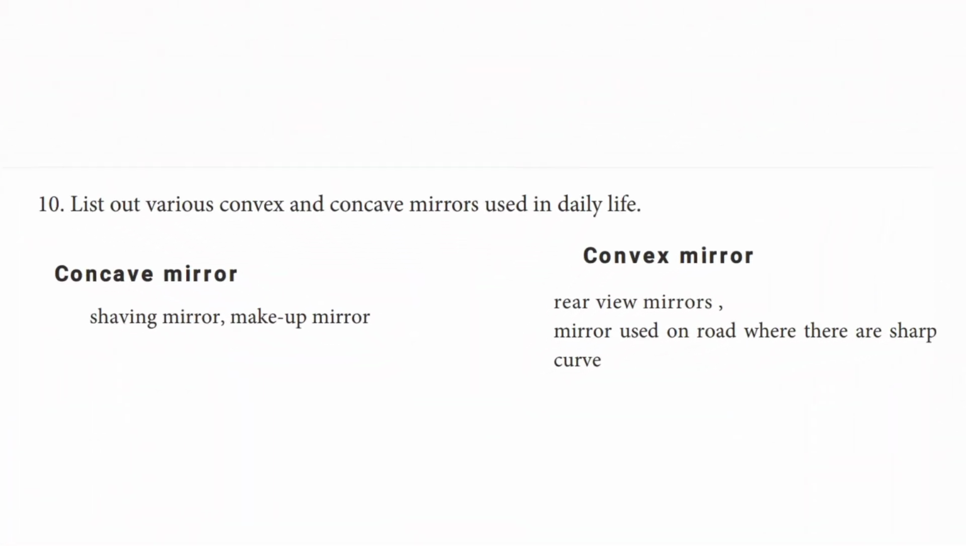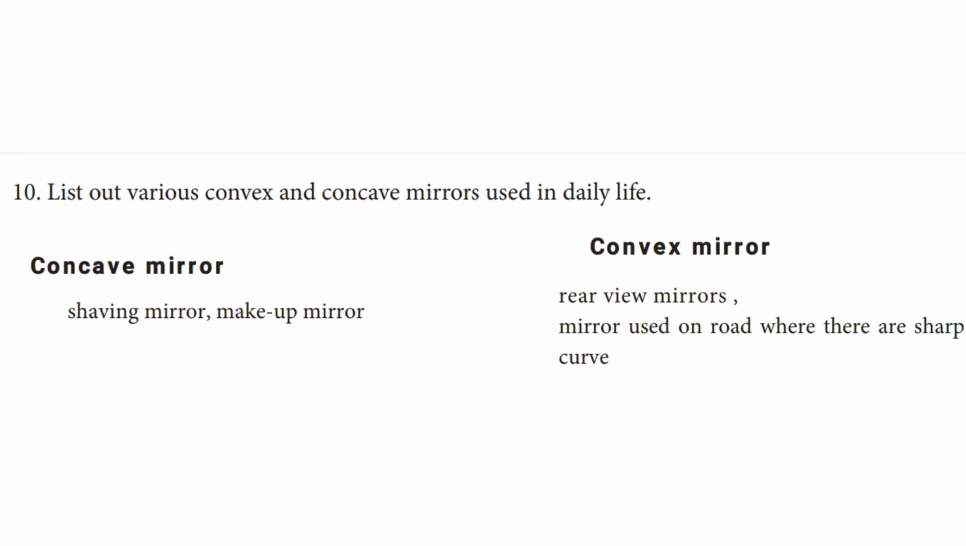Question number 10. List out various convex and concave mirrors used in daily life. Concave mirror: shaving mirror, makeup mirror. Convex mirror: rear view mirror, mirror used on roads where there are sharp curves.